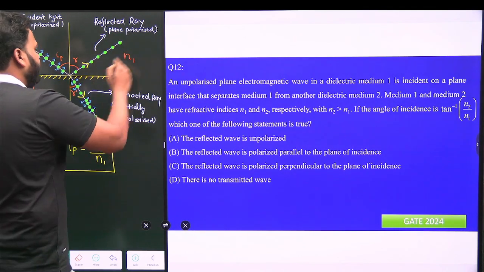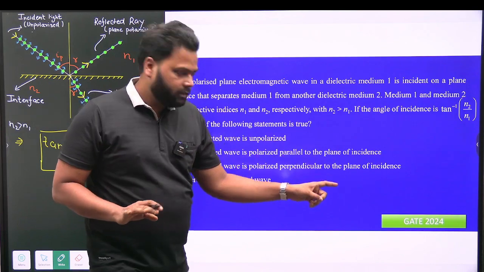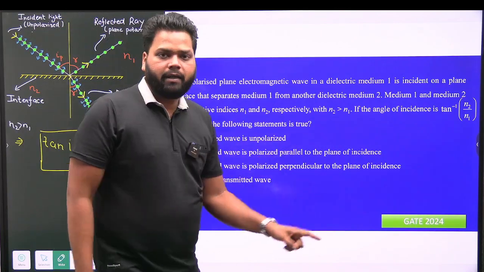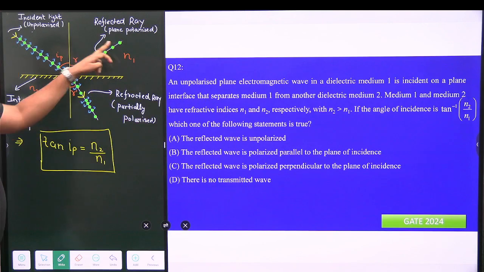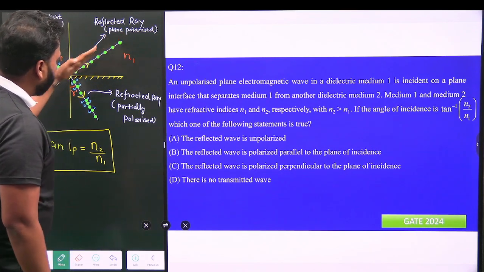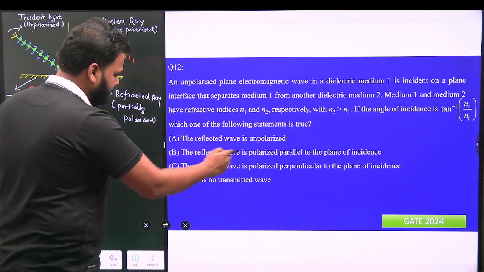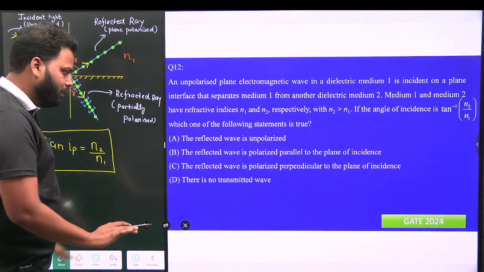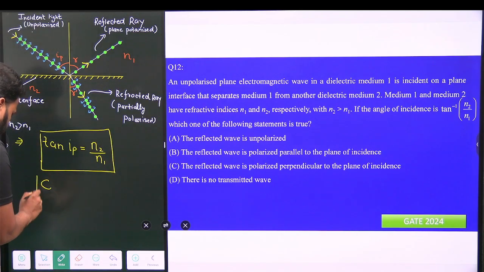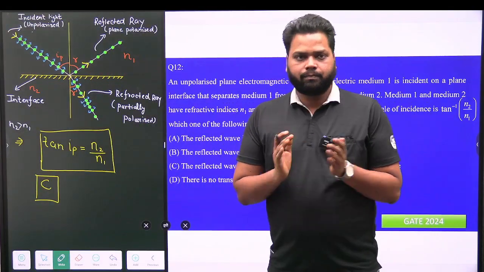So the reflected ray consists of the component of the electric field which is perpendicular to the plane of incidence. This green solid dot represents the component of the electric field perpendicular to the plane of incidence. It is clear from the figure also that the reflected ray is plane polarized and perpendicular to the plane of incidence. There is no parallel component, only a perpendicular component. So option C is correct: the reflected wave is polarized perpendicular to the plane of incidence. From this logic, option C is the correct one. So this is a question from the optics part. I hope you have understood this. Thank you.